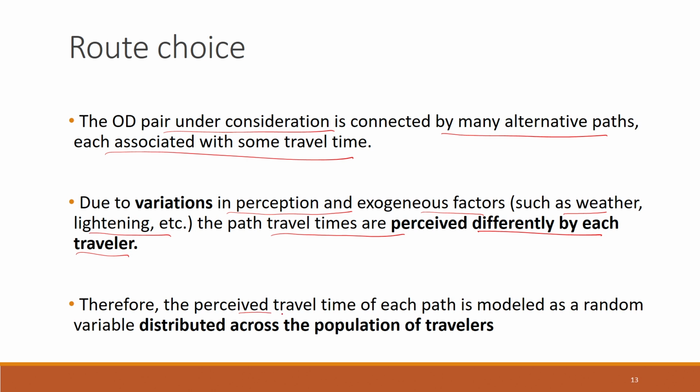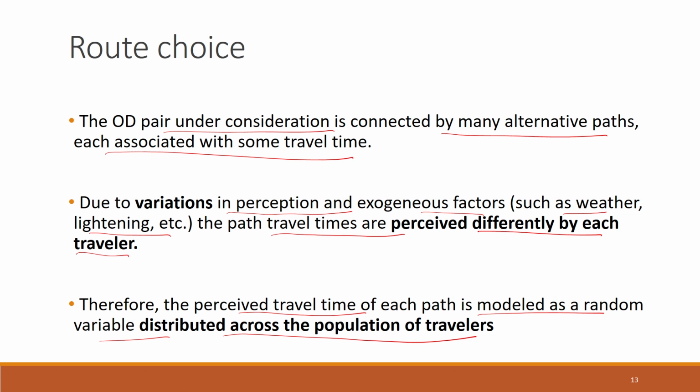Therefore, the perceived travel time of each path is modeled as a random variable that is distributed across the population of travelers. So if we assume that the perceived travel time of each path is a random variable, it will have some distribution. Every time, for example, a traveler comes and has to travel from a place A to place B, we will be randomly picking one value from that distribution, and whatever value comes out is the travel time perceived by that traveler.